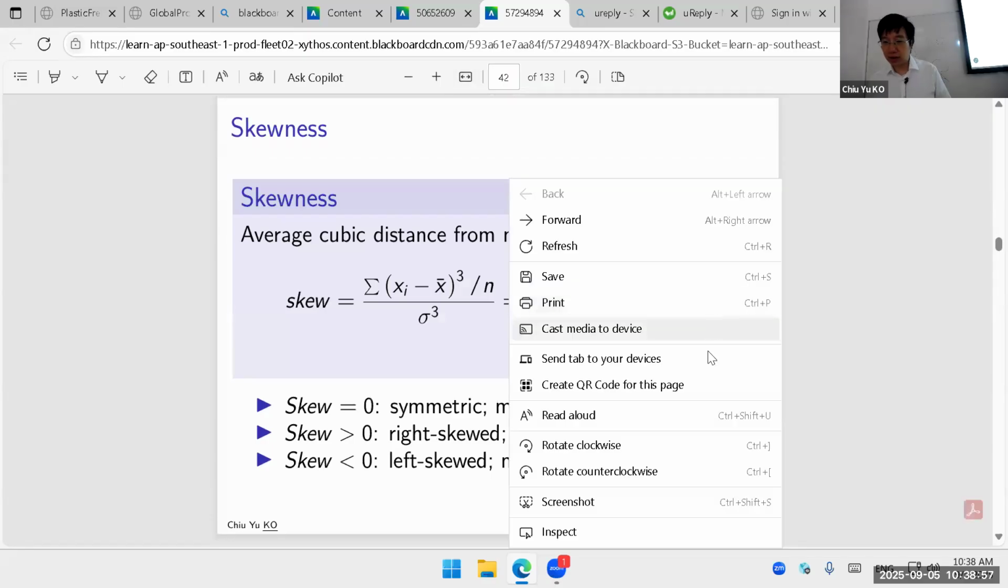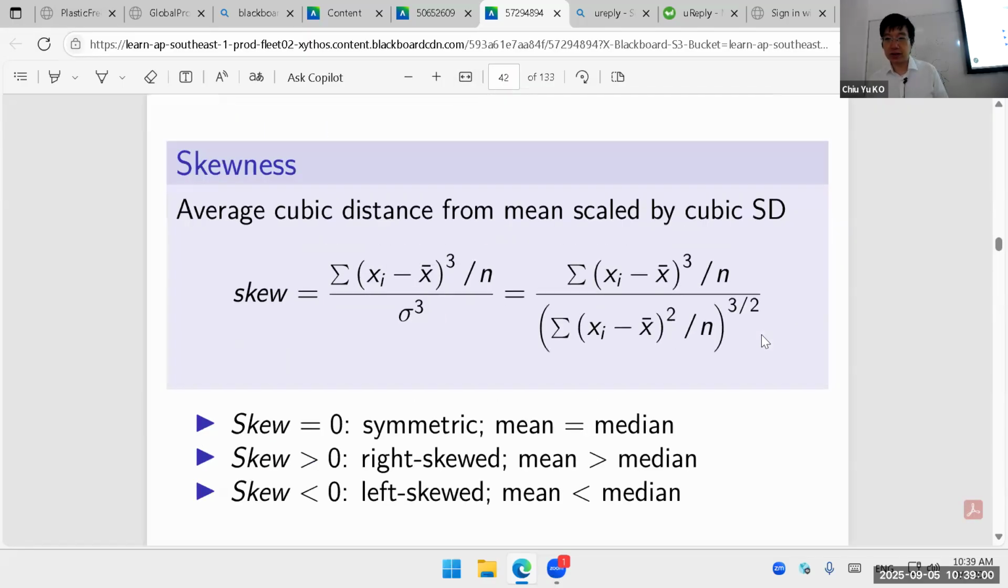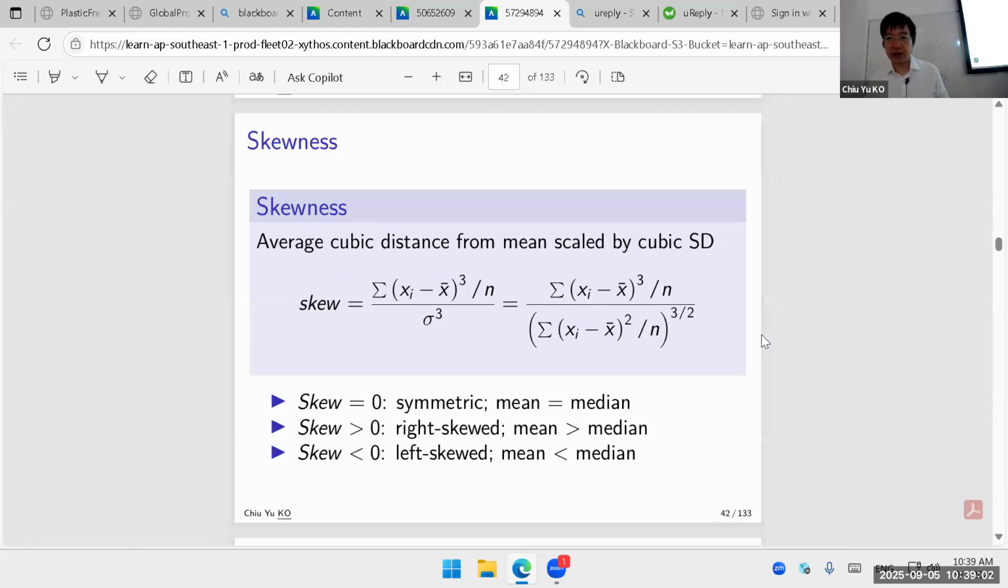Why can't I make it full screen for some reason? Okay, just bear with that.